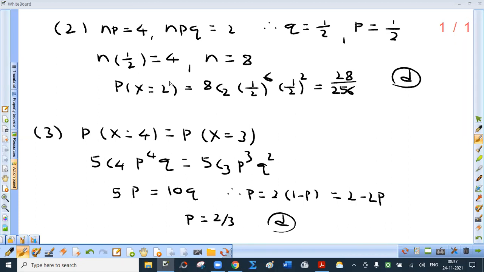Now 2 successes. So P of X equal to 2 is NC2, that is 8C2, half raised to 6 into half square. Now what is 8C2? 28. So this is half raised to 8. That is 1 upon 256. Correct option is D, Delhi.